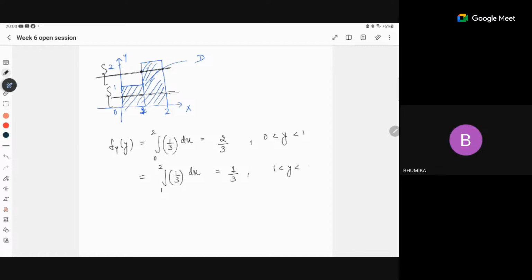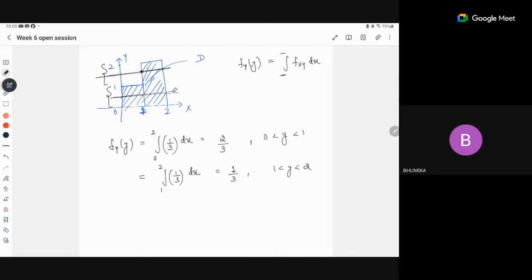Ma'am, can you explain again, please? We had to find fY of y, right? So fY of y is what? fY of y is the integral of f(x,y) dx, right? Now I should write the limits for x. What is the lower limit? What is the upper limit?